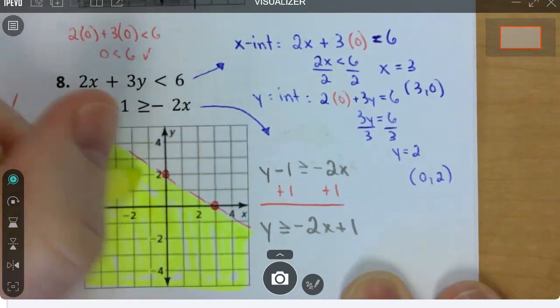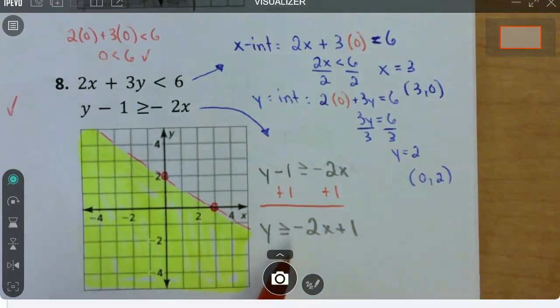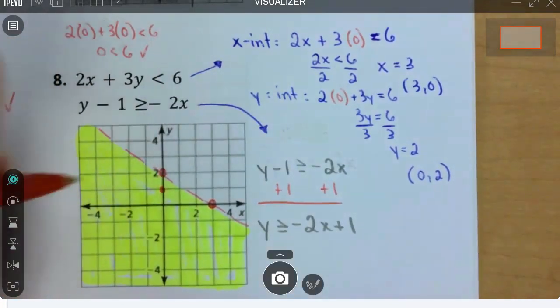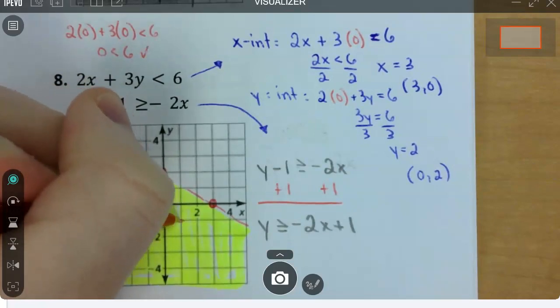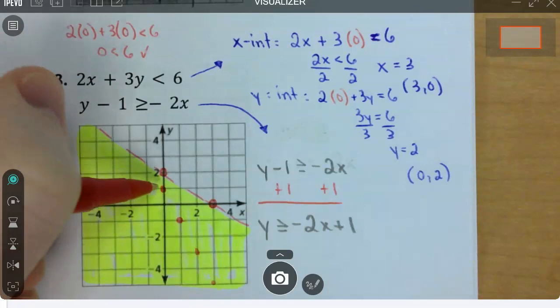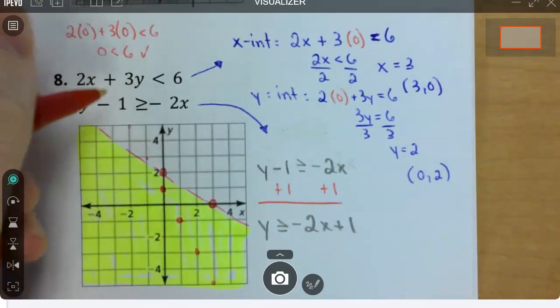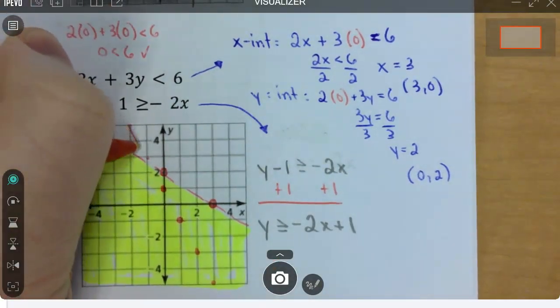So I shade all that in. Okay, now let's go back and do the second one. So y is greater than or equal to negative 2x plus 1. That's a y-intercept at plus 1. My slope is -2, so that's down 2, right 1, down 2, right 1, down 2, right 1, or up 2, left 1, up 2, left 1. And this one is a solid line because of the greater than or equal to. So there's that.